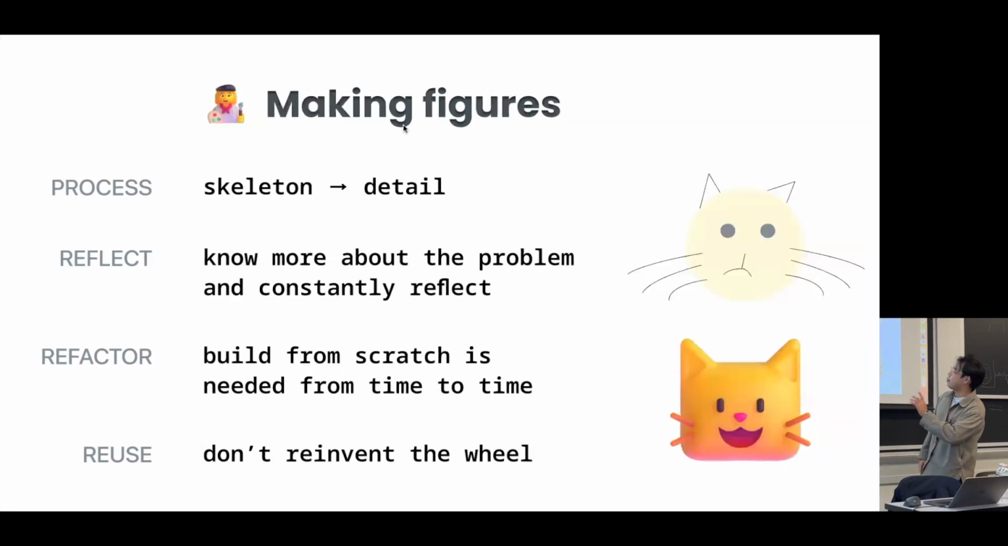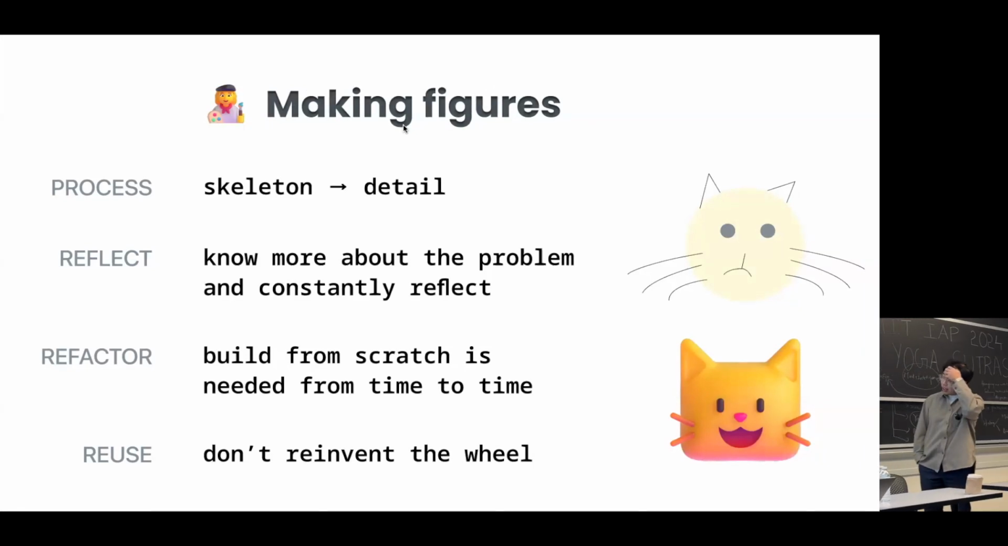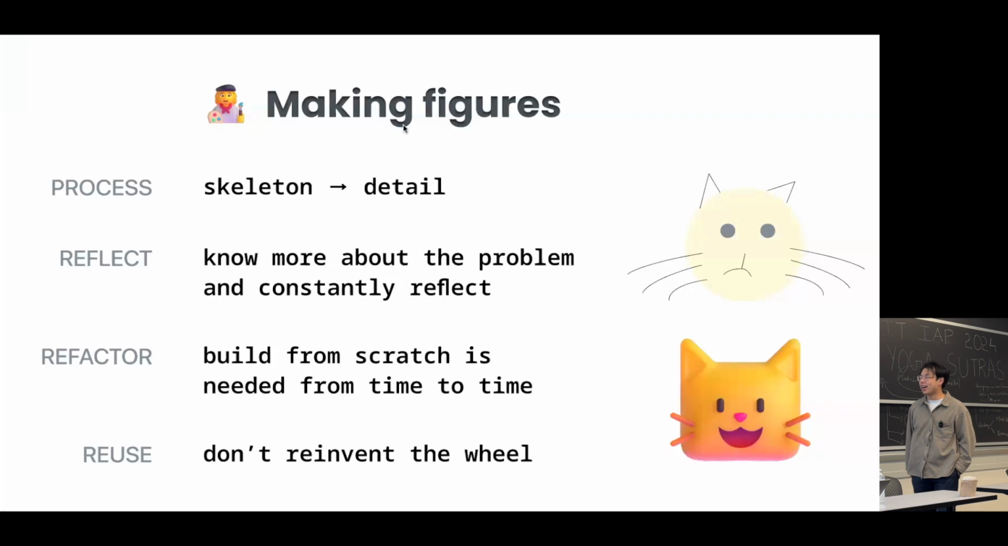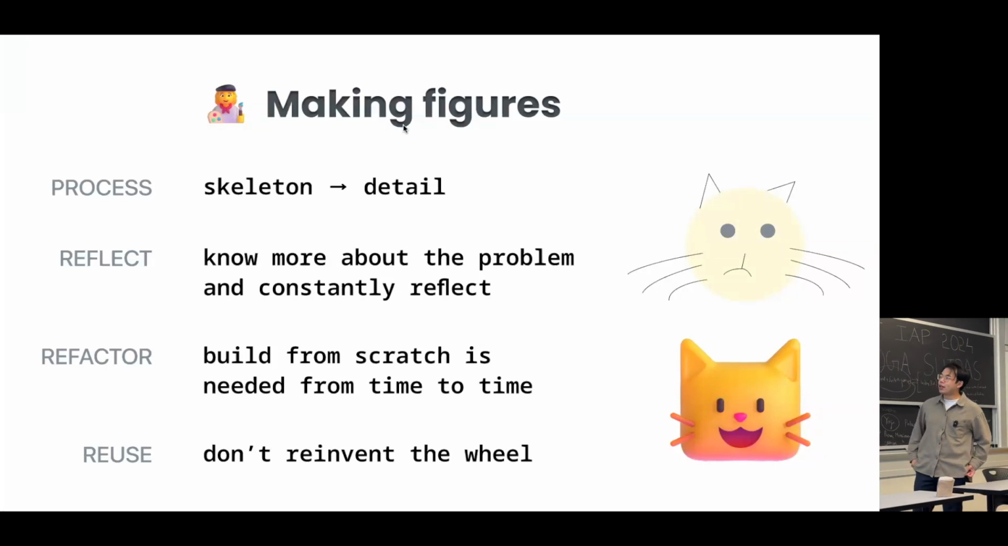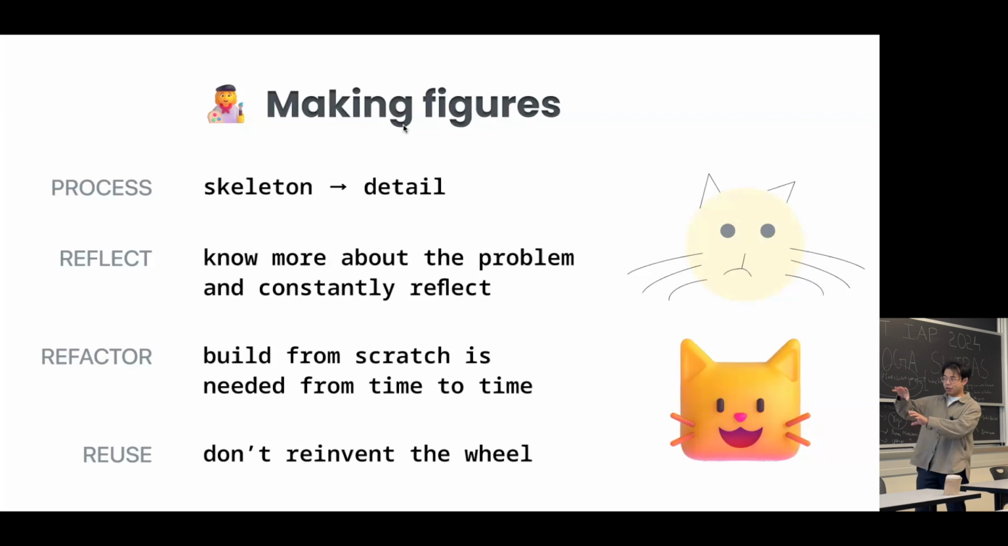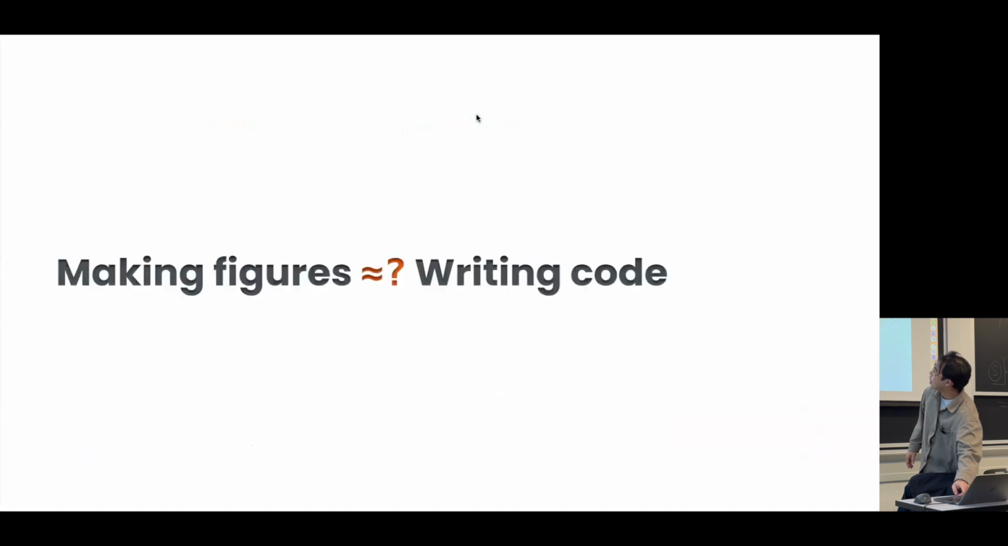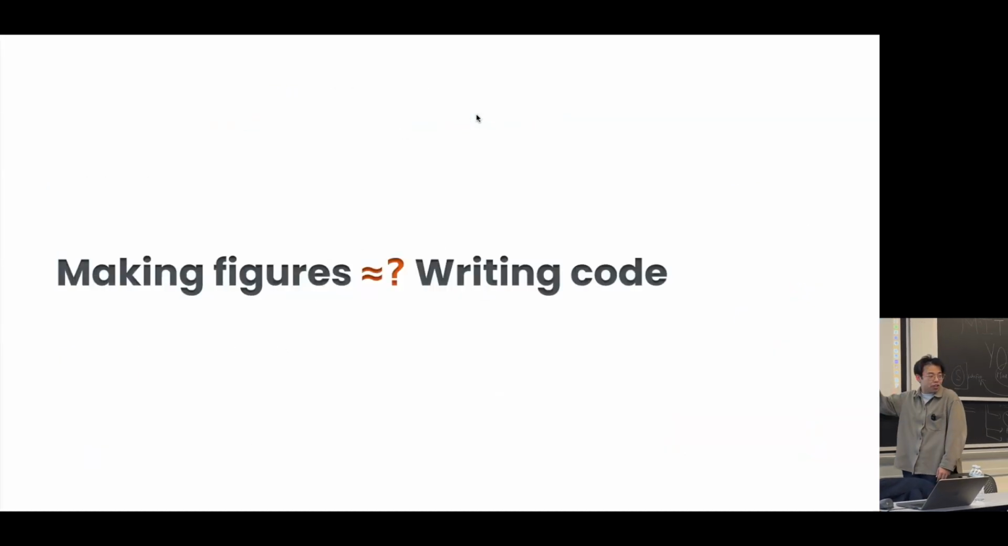And if we think about making figures, it's a similar process. You start from skeleton to detail. You draw a rough shape of a cat, think about the distinctive visual features of the cat face, and then sometimes you add more details and turn something into refined visuals. And then you are constantly reflecting about the problem, because the more you draw, the more you see about the figure: something works, something doesn't work, and you start to understand more about the problem. And then finally, you do refactoring, which I showed you last time. There's a constant making and remaking, and you can reuse some components. So they are roughly equivalent to each other, maybe.